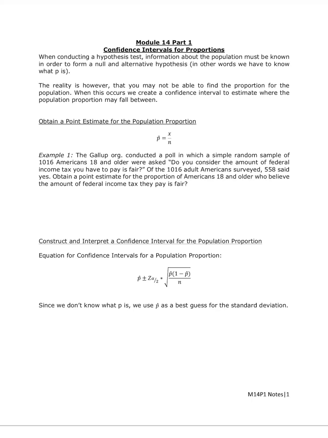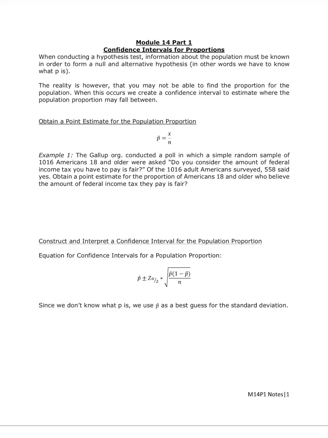So let's review quickly how to calculate p hat. The first example: the Gallup organization conducted a poll in which a simple random sample of 1,016 Americans 18 and older were asked, do you consider the amount of federal income tax you have to pay is fair? Of the 1,016 adult Americans surveyed, 558 said yes. Obtain a point estimate for the proportion of Americans that believe the amount of income tax they have to pay is fair. So our p hat equation up above, as you can see, is x over n.